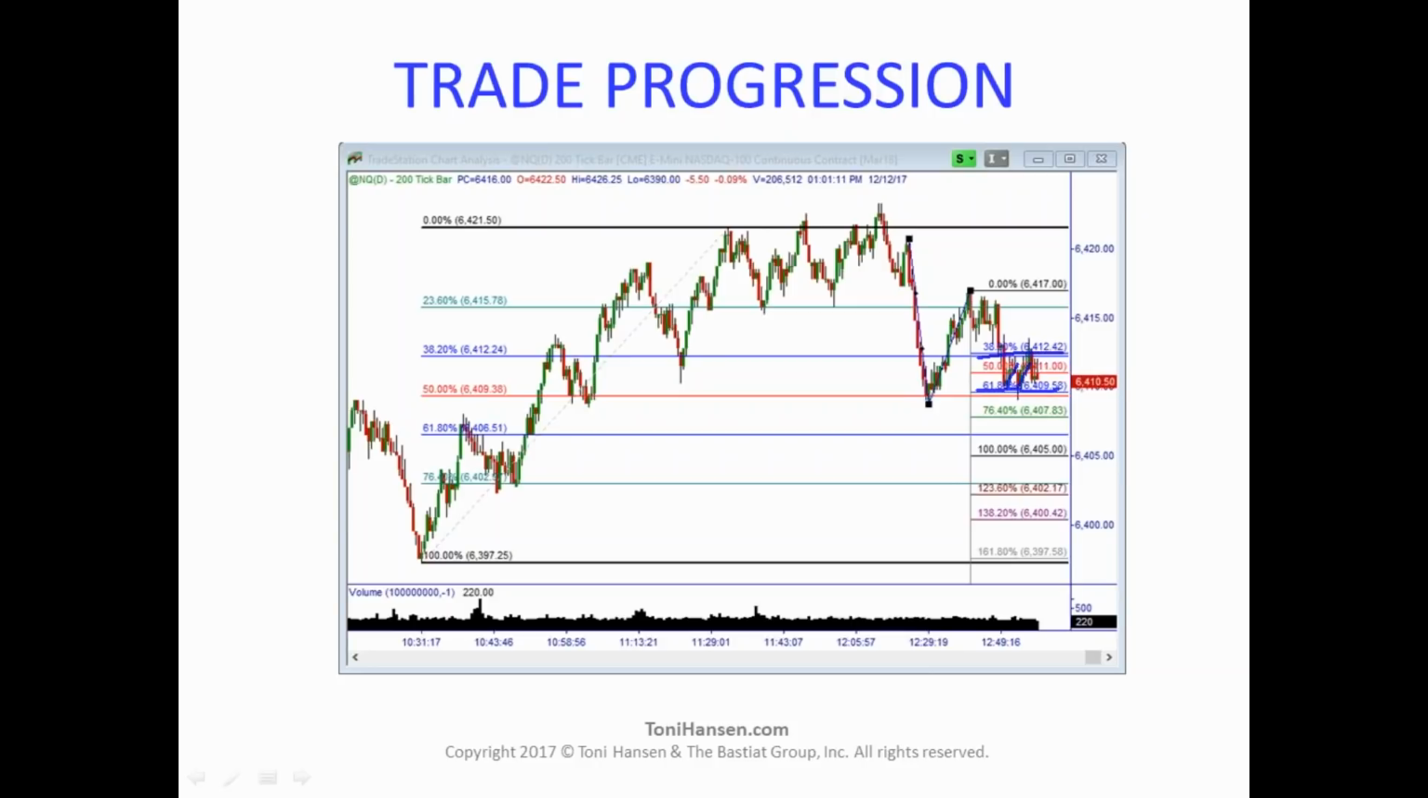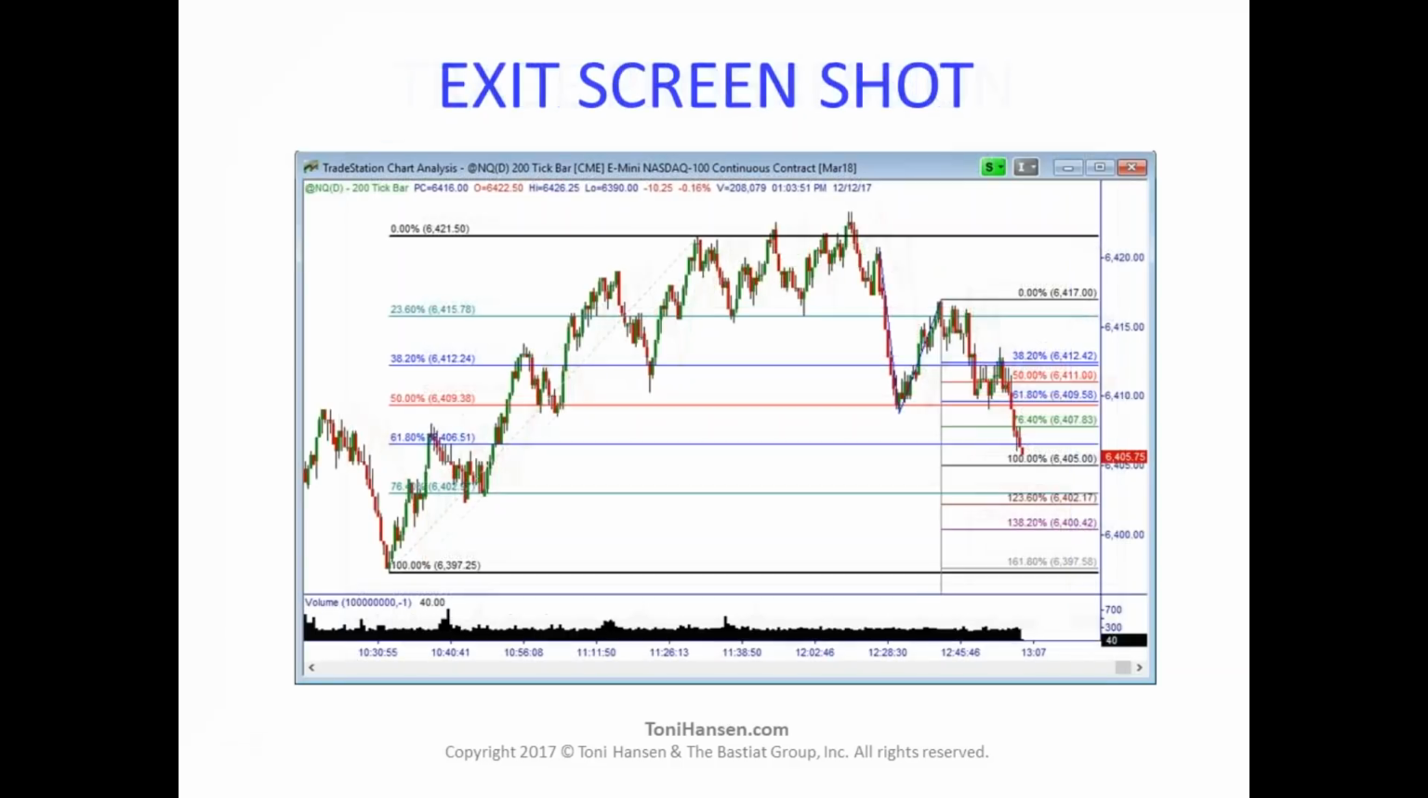Since this is a 200 tick chart, for some people it might be too small. But if this was on a daily time frame, then this would be awesome for most traders because you can get a really nice continuation of that. So the next one going forward is the screenshot of where I exited this trade.